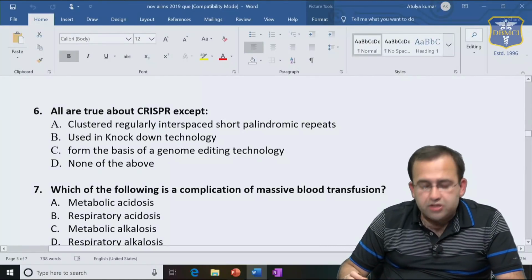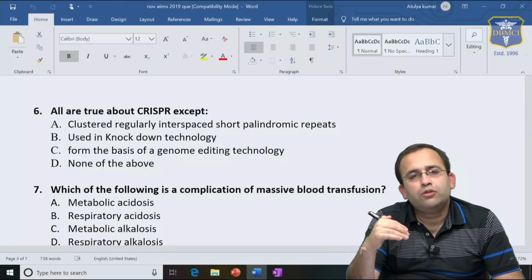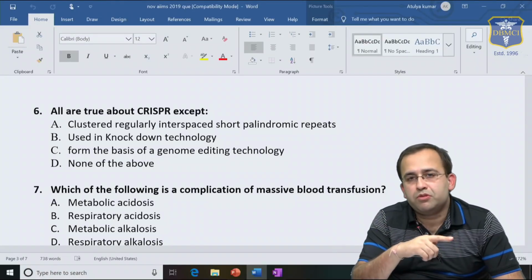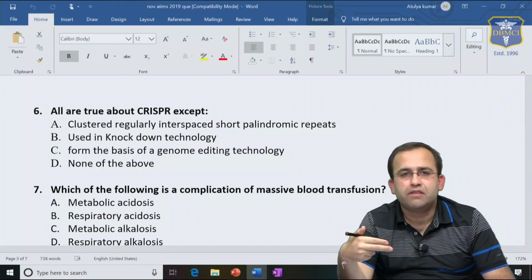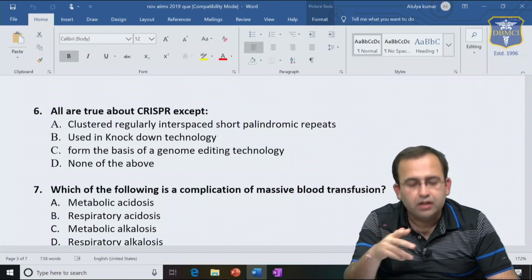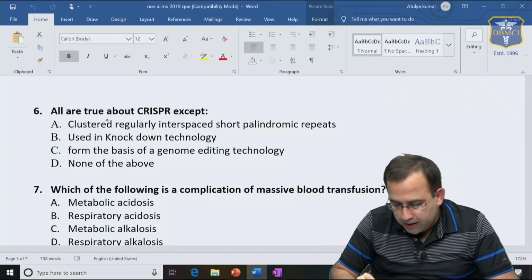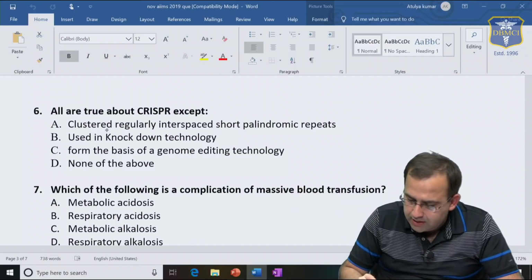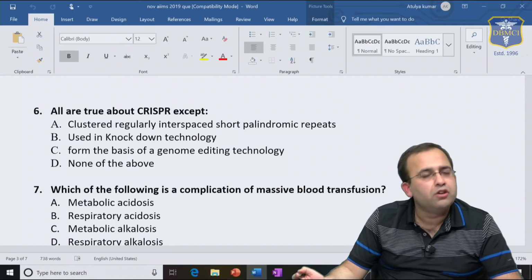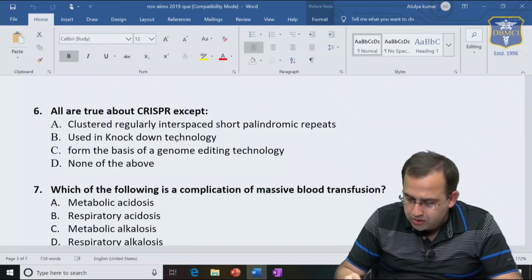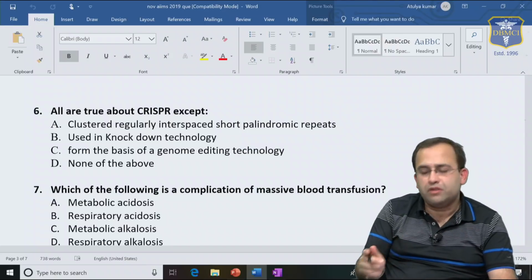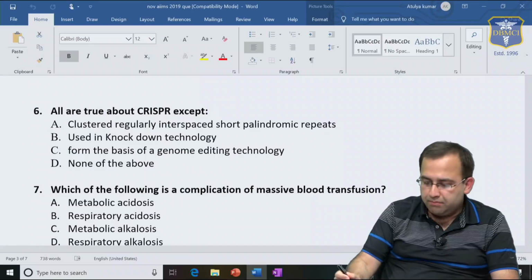All are true about CRISPR. CRISPR gene, this is again a question which came last year in November AIIMS also. We discussed this extensively for the NEET last year paper, that is January NEET 2019. It is clustered regularly interspaced short palindromic repeats, true, used in knockdown technology and forms the basis of genome editing technology. Again B and C.